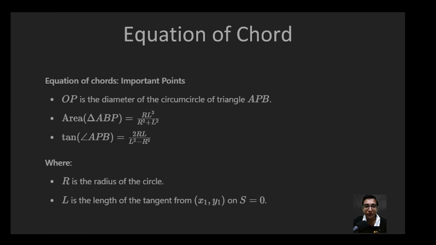Now let us look at a few more other properties about chords and their equations. Let's say a circle has been given to you. Again, there is a point outside, which is my point P, and I draw two tangents here.